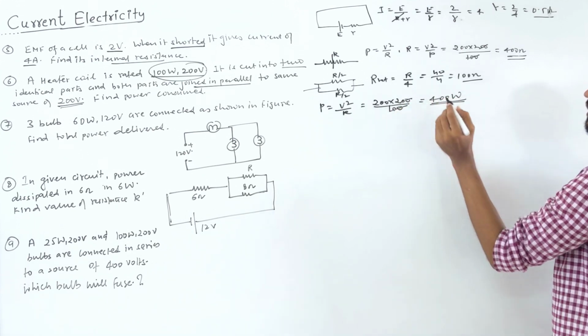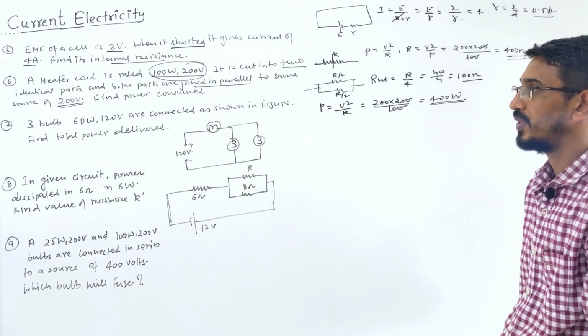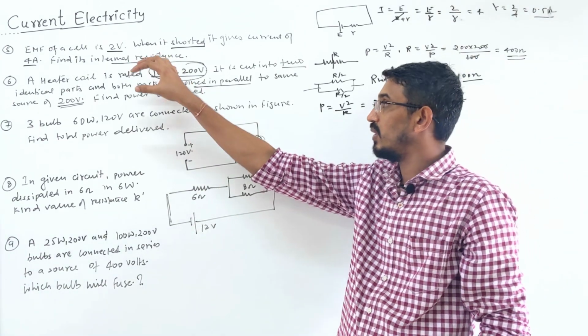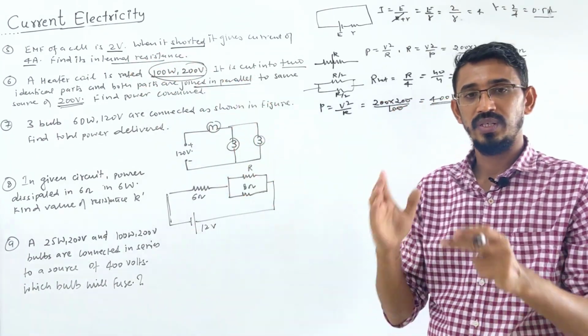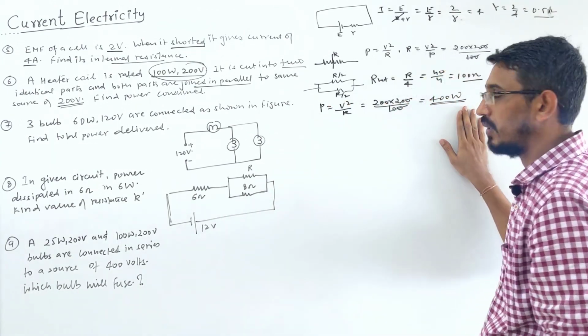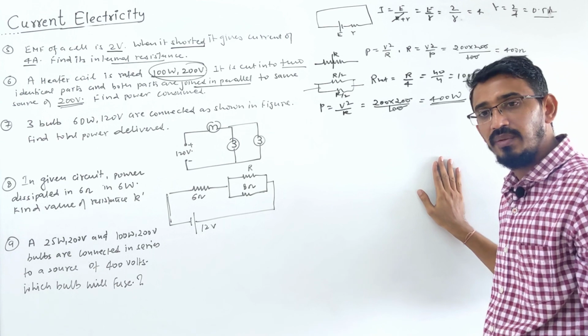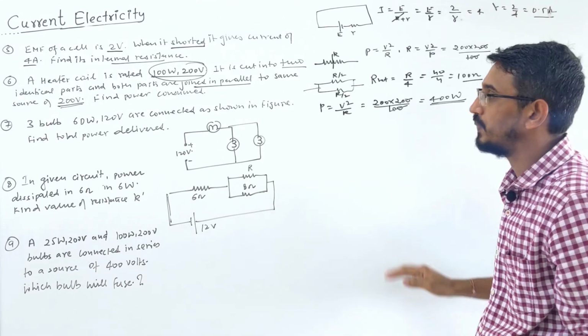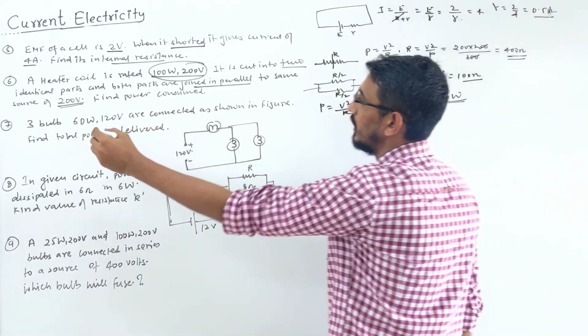400 watt power it will consume, right? Initially it was a coil, it consumed what? 100 watt only. But you cut it into 2 pieces and these 2 pieces are joined in parallel, then it will consume more power, of what? 400 watt. Yes, you know that in parallel, power consumed is always more. Okay, done. Move to the next question.